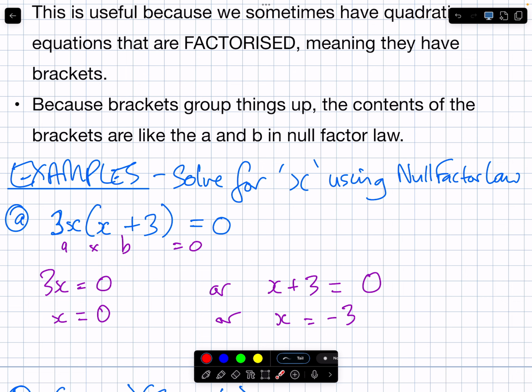Mr. T, it's not 0. What's negative 3 plus 3? 0 is in the brackets. Times by this. Is the answer going to be 0? That's why there's two possible options.